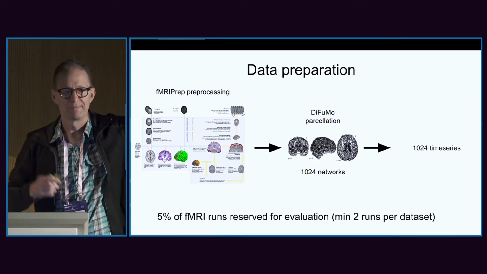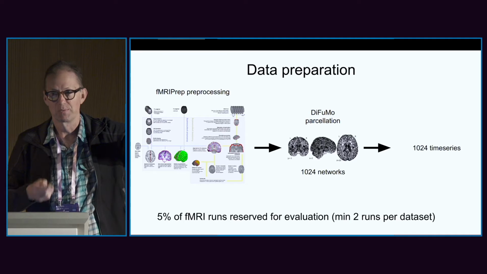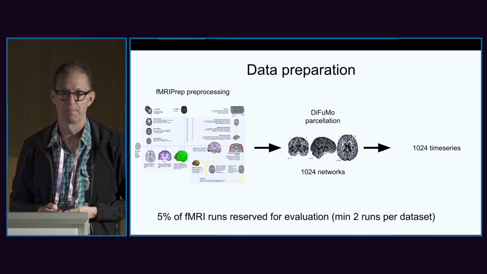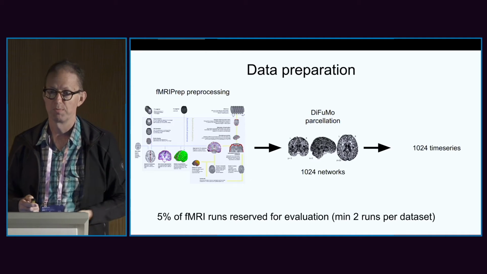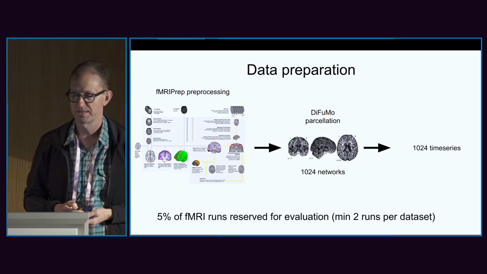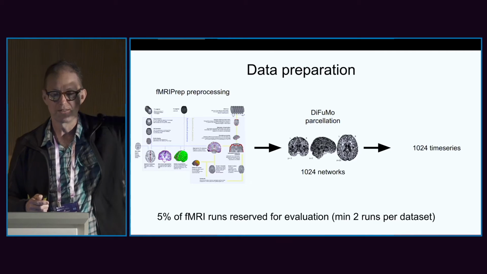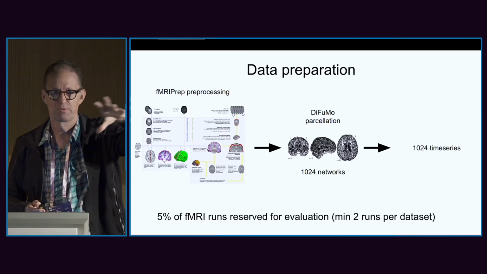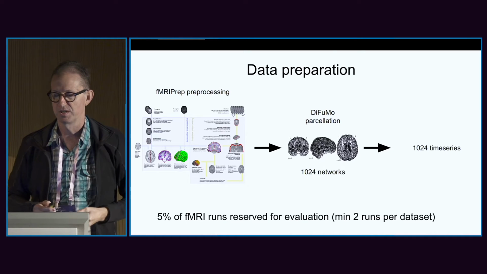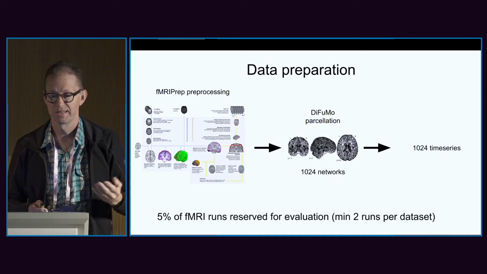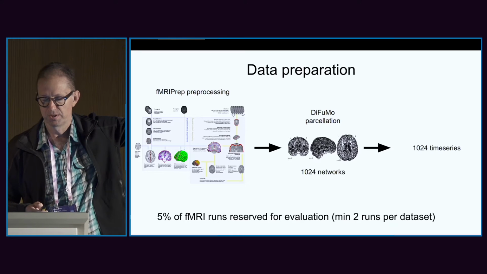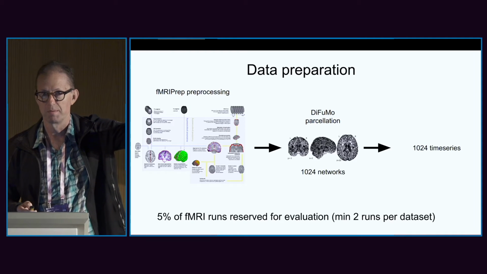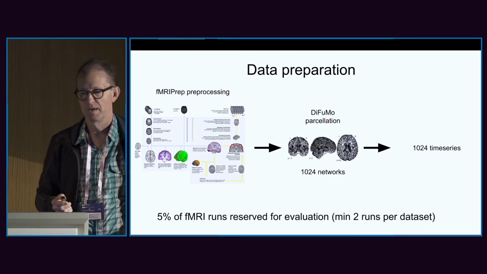As you know, fMRI data requires a lot of pre-processing. We run it through a tool that we've developed called fMRIPrep, which is a pretty robust pre-processing tool for lots of different data sets. We then take those data, which are on the order of 200,000 voxels, and project them through the parcellation to get out 1,024 time series. And we hold out about 5% of the data for final evaluation, with a minimum of 2 runs per data set.